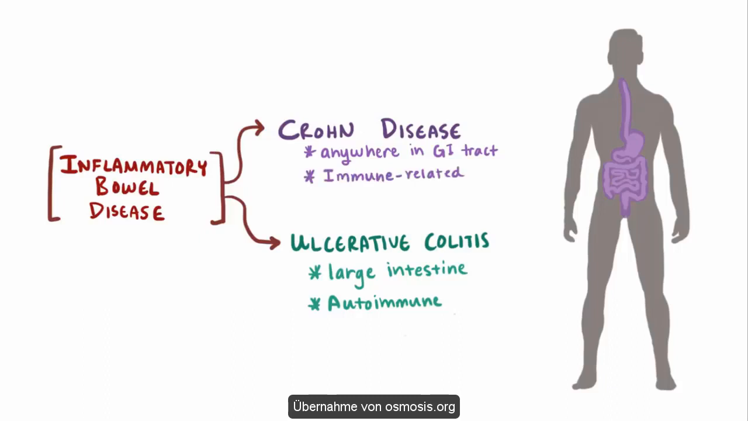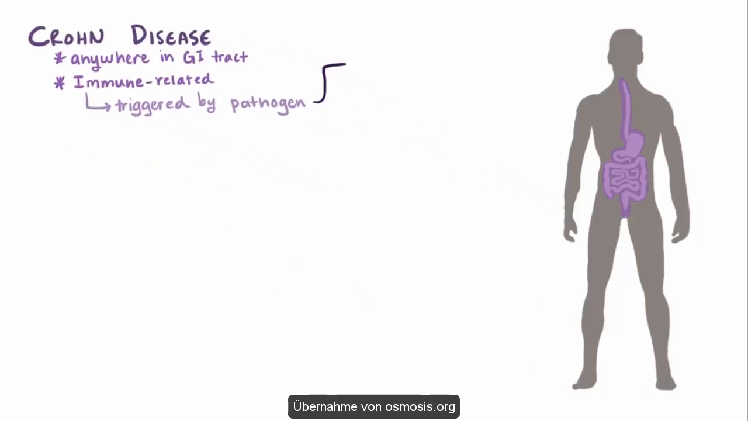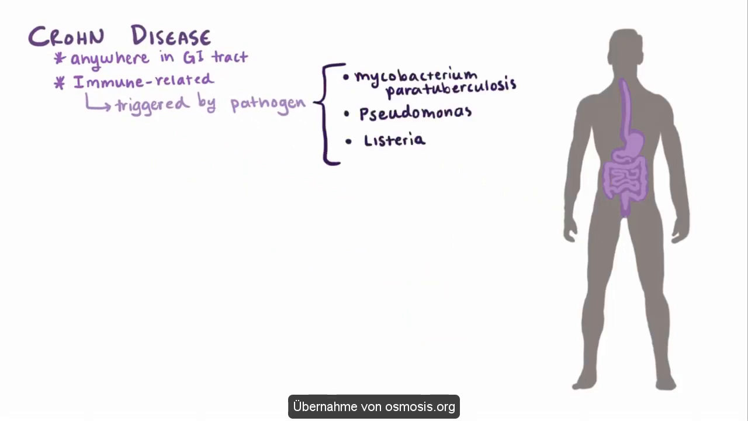What does that mean exactly? Well, with autoimmune diseases, we think that your own cells and proteins trigger the immune system to start attacking itself. In Crohn's disease, the immune system is thought to be triggered by some foreign pathogen in the gastrointestinal tract. Several pathogens have been implicated, like Mycobacterium paratuberculosis, as well as Pseudomonas and Listeria species.